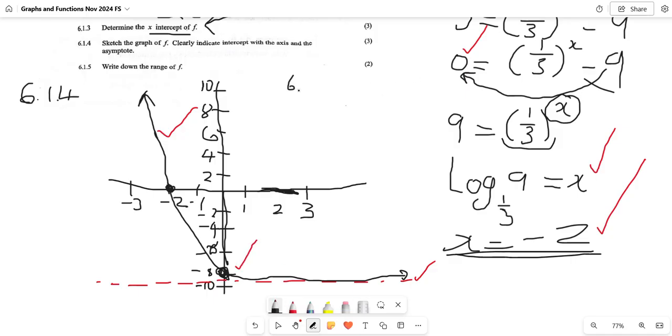Then 6.1.5. Write down the range of f. What is the range? Give us all the y values for which this graph is defined or exists on the y-axis. And we understand that this graph starts to exist from this asymptote as our reference point. Our asymptote acts as our reference point. Then from the asymptote we see that we go upwards, and the graph is defined until it goes to positive infinity.